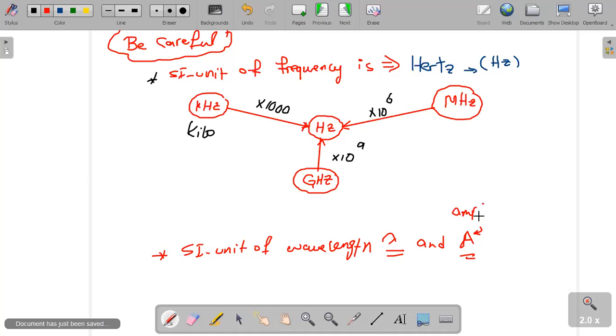We will mention it, inshallah, Rabbil Alameen, its place. Okay, the amplitude. The SI unit is also what? Is meter. Okay, M meter.